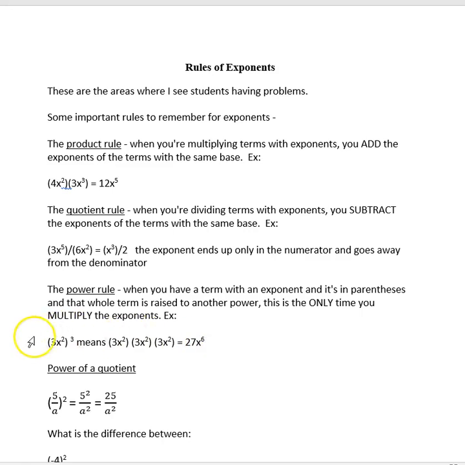Another way we can apply this power rule is to distribute that external power to each term inside. So it's 3 to the 3rd power, which gives us 27, and x squared to the 3rd power, which gives us x to the 6th. We multiply the exponents together. That's the only time we multiply exponents.